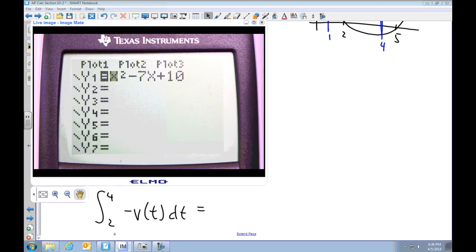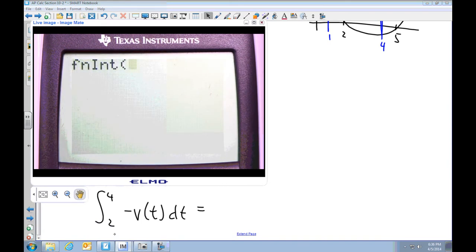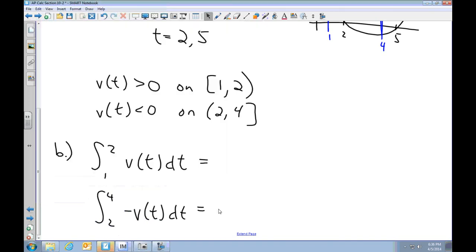I actually put in y1 as my function there already. So let's just use numerical integration, and we're going to integrate y1. Our variable is x, and we're going to integrate from 1 to 2. And we get 1.83 repeating for this first one. 1.833, or that's actually 1 and 5/6.